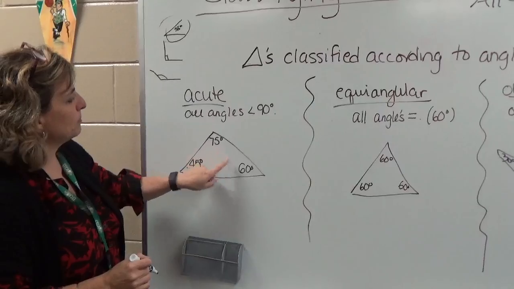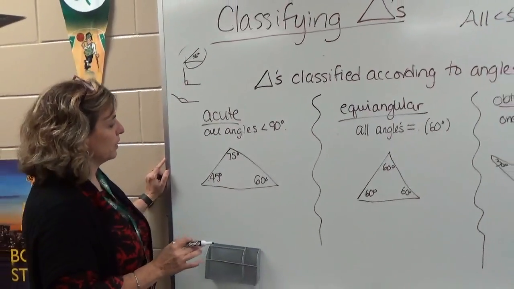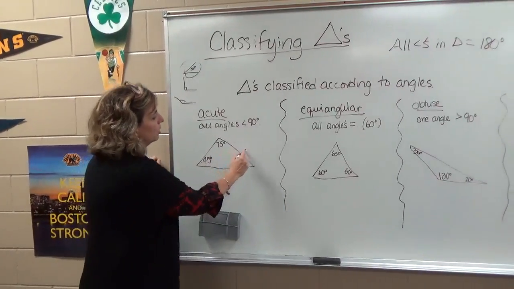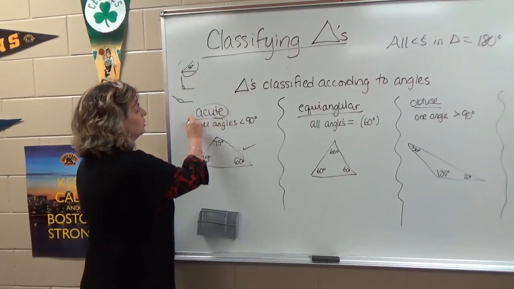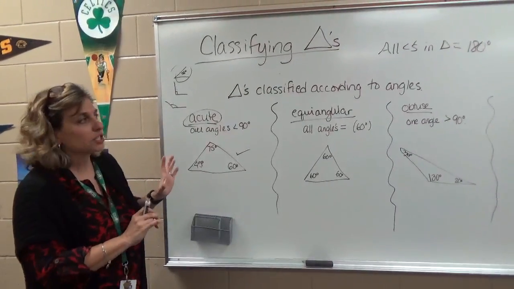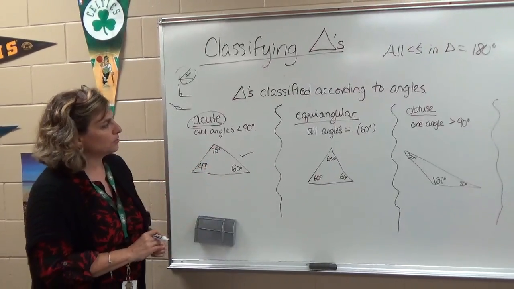So when you look at the measures inside your triangle, all you need to do is figure out, is each number less than 90 degrees? Well, yes, they all are less than 90 degrees. It's acute, okay? And you can think about, oh, it's a little cute triangle. It's cute because it's small. So all the angles are small, less than 90 degrees.